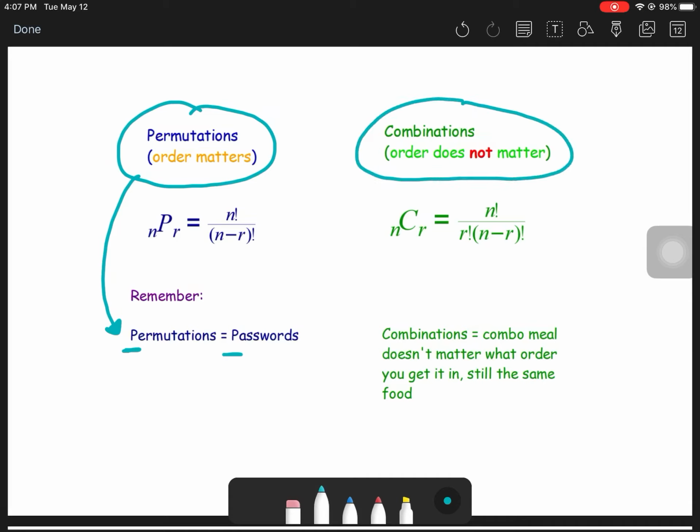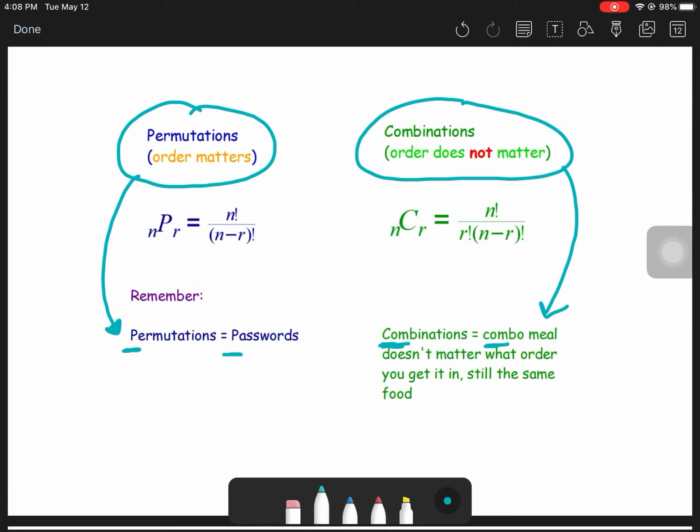Combinations, the order doesn't matter. It's like a combo meal. It doesn't matter the order that you ordered it in, you're still going to get the same food. So combination and combo meal. It doesn't matter the order, you're still going to have the exact same amount of food on the tray as somebody else, even if you ordered the Coke first and they ordered the hamburger first, you'd still both have a Coke and a hamburger. But permutations, the order matters.